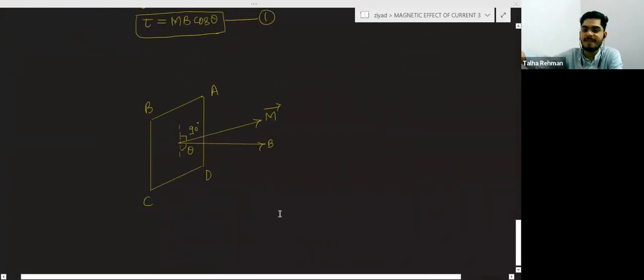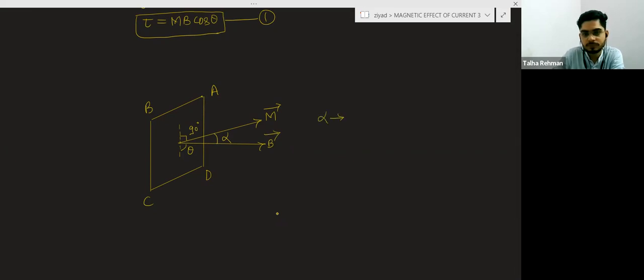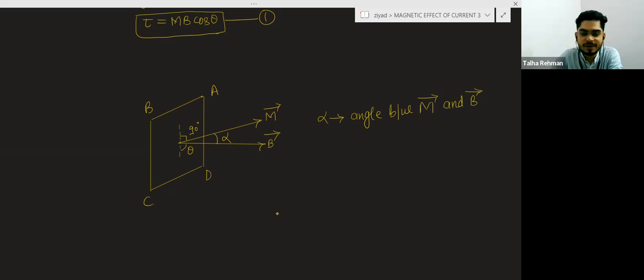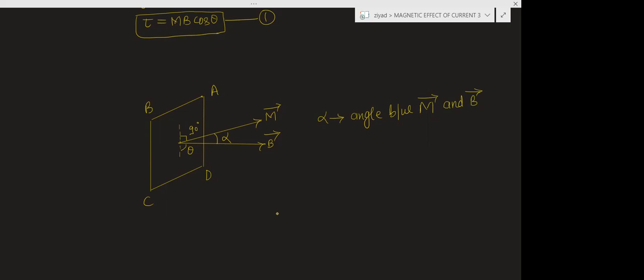Now suppose alpha is the angle between the magnetic moment and the magnetic field. Can we choose beta? Of course, you can choose beta also. But in books you will find alpha everywhere. We can choose gamma instead of beta, it's your choice, you can choose any angle. But for the formula, everywhere you will get alpha, so you might get confused sometimes why you have taken beta. But this is your choice.